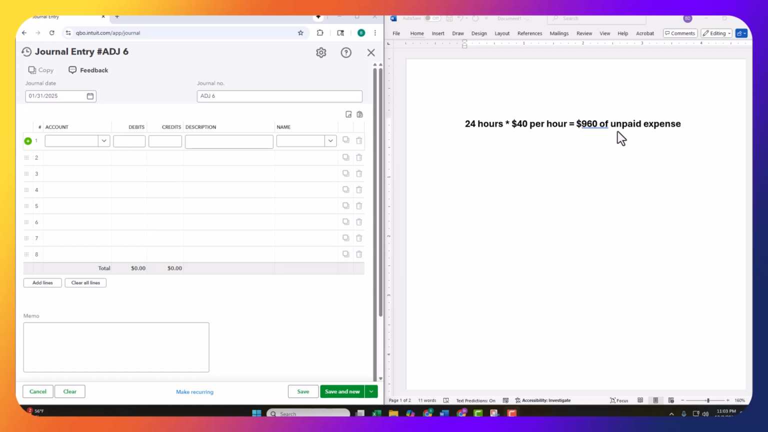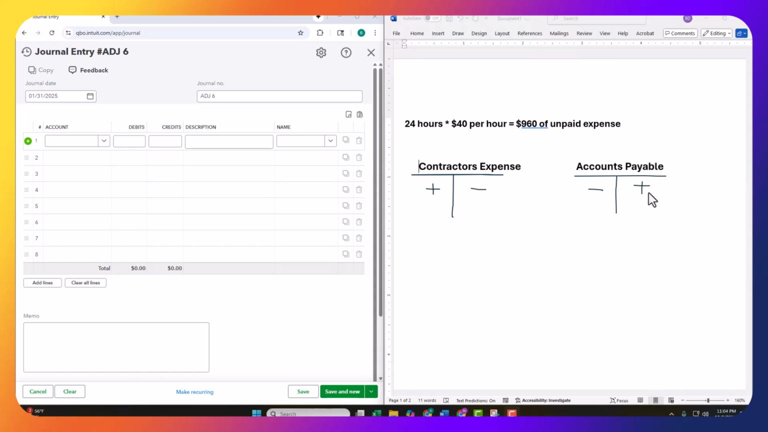This is an expense to our business because we have used Evan's services, but we also haven't paid Evan yet, so we need to recognize that as well. So we're going to record that as an increase in our accounts payable liability because we still owe it. So our liability, accounts payable, since it's increasing, we're going to place that on its right side. And then since our contractor's expense is also increasing, that's going to go on its left side.